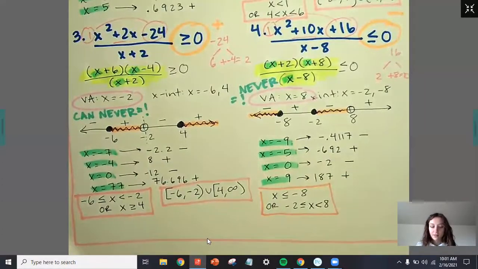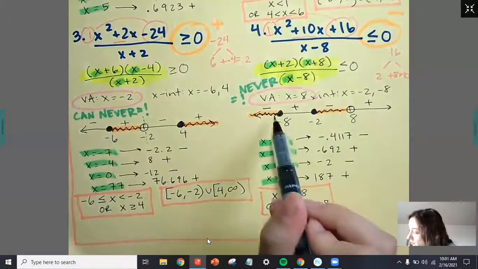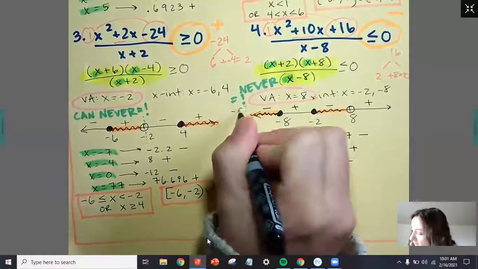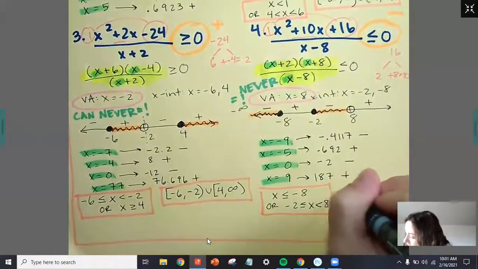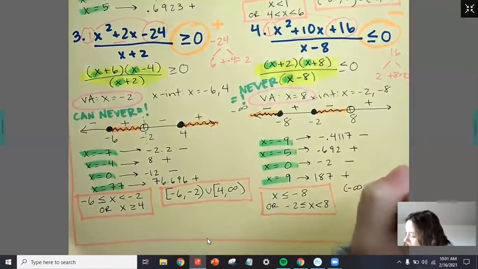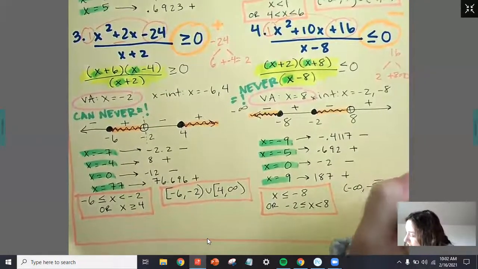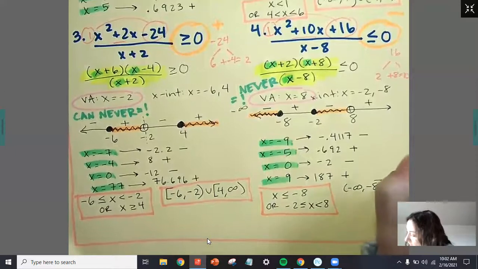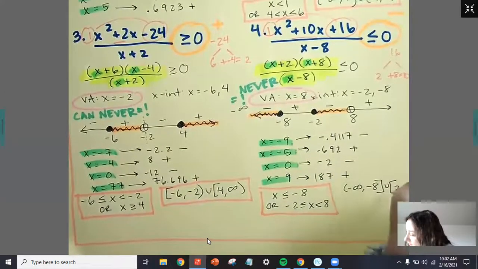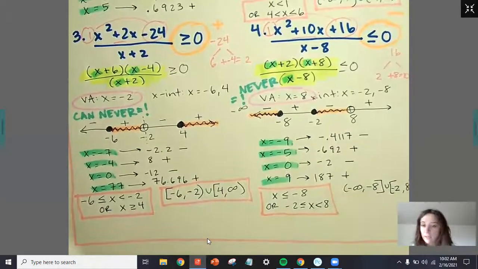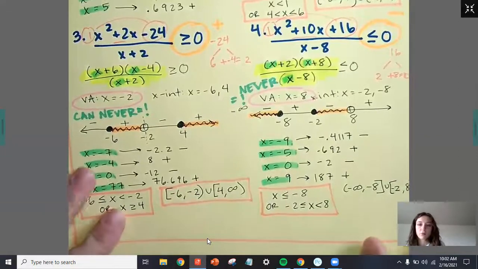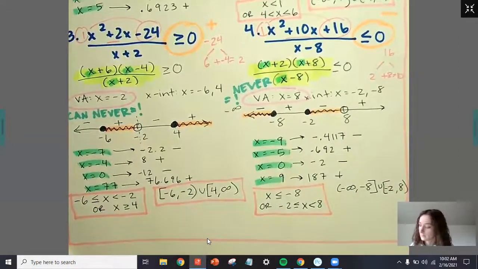Okay, and then the other way we can write it is the interval notation. So anything that's less than negative 8, aka from negative infinity to negative 8. And it can equal negative 8, so I'm going to draw a bracket. And then between negative 2 and 8. And we can't equal 8, so we draw a little parentheses right there.